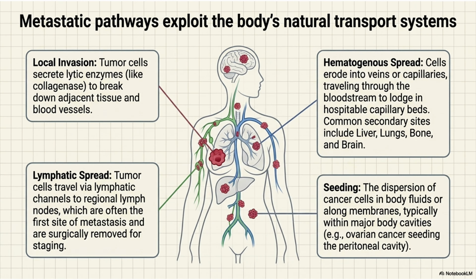Cancer exploits the body's transport system to spread. Local invasion involves secreting enzymes like collagenase to break down adjacent tissue. Cells may travel through the lymphatic channels to regional nodes or spread hematogenously through the bloodstream to lodge in capillary beds in the liver, lungs, bone, or brain. A third method, seeding, involves the dispersion of these cells within the major body cavities, such as the peritoneal cavity, for example, in ovarian cancer.